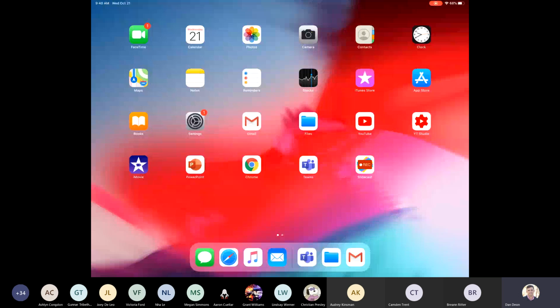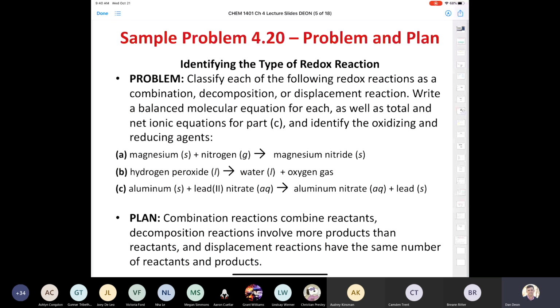So I wanted to start with you looking at sample problem 4.20, identifying the type of redox reaction that's occurring. You might remember that last class we talked about decomposition, combination reactions, displacement reactions, single displacement, double displacement, and combustion reactions. Classify each of the following redox reactions as a combination, decomposition, or displacement reaction. Write a balanced molecular equation for each, as well as total and net ionic equations for part C, and identify the oxidizing and reducing agents. We're going to start, of course, with A.